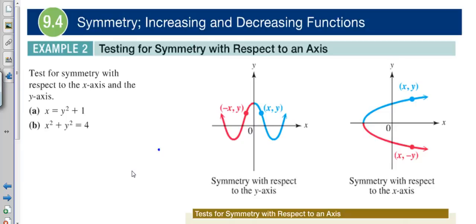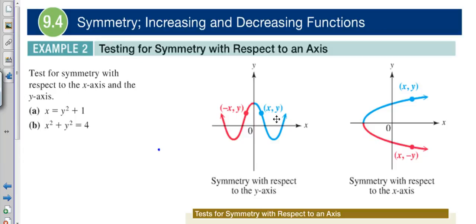Alrighty, so as we can see here, we're going to be testing for symmetry with respect to an axis. So let's just take a look at this little diagram right here. Here we have this sketch, and we can see that the two graphs, the blue and the red, are being cut in half by the y-axis, right?